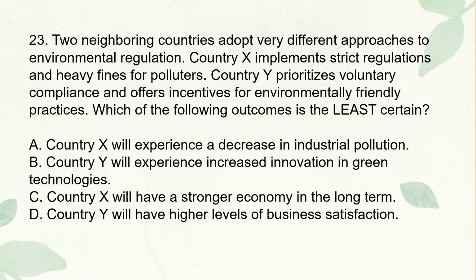Number 23. Two neighboring countries adopt very different approaches to environmental regulation. Country X implements strict regulations and heavy fines for polluters. Country Y prioritizes voluntary compliance and offers incentives for environmentally friendly practices. Which of the following outcomes is the least certain? Letter A, country X will experience a decrease in industrial pollution. Letter B, country Y will experience increased innovation in green technologies. Letter C, country X will have a stronger economy in the long term. Letter D, country Y will have higher levels of business satisfaction.